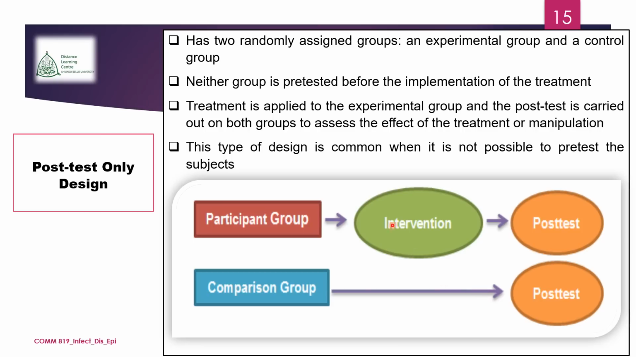So you now follow up your subjects, then you collect maybe your parameters, that is post-test. Then for the comparison group that you didn't give intervention, you also collect the same parameters, then you compare. Okay, so this is post-test and intervention.